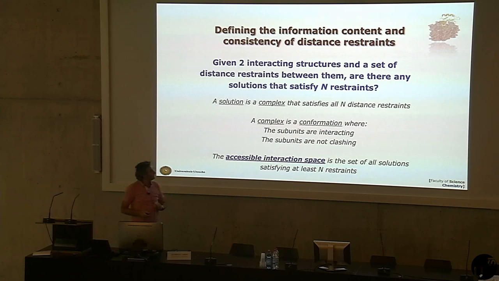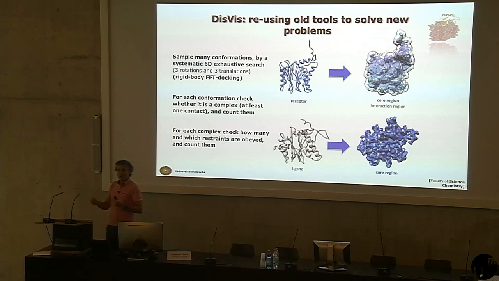Now, the accessible interaction space is going to be defined as the set of all possible solutions that satisfy a given number of restraints. So is there a unique solution, or are there many solutions that are consistent with the data that you have? How are we going to do that? We are going to use docking tricks. So we're going back to fast Fourier transform-based docking techniques, these rigid body docking techniques.